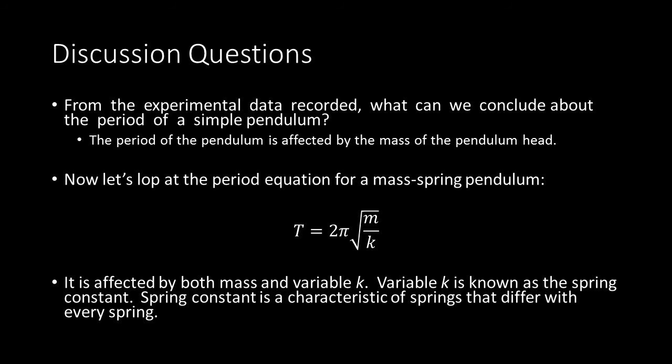Now let's look at the equation for the period of a mass spring pendulum. Period is equal to 2 pi, the square root of mass over the spring constant. Period is affected by both mass and variable k. Variable k is known as the spring constant. Spring constant is a characteristic of springs that differs with every spring.